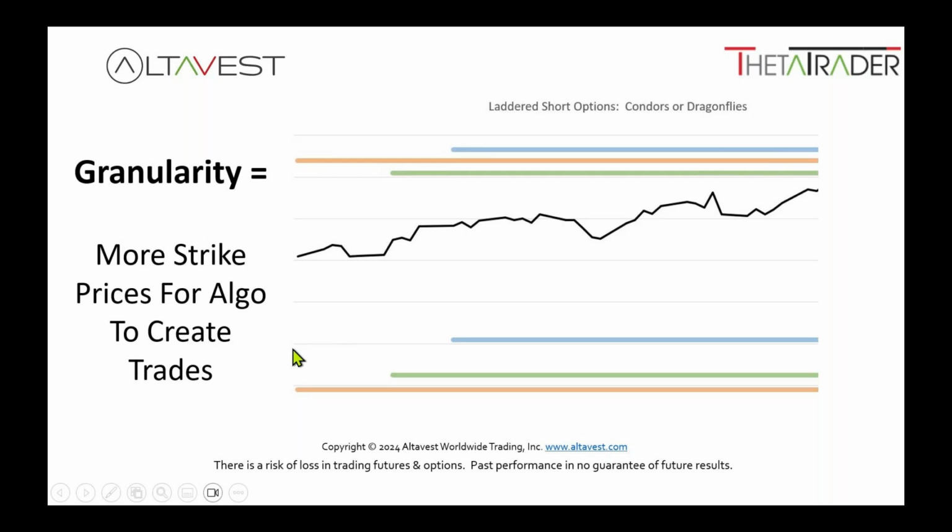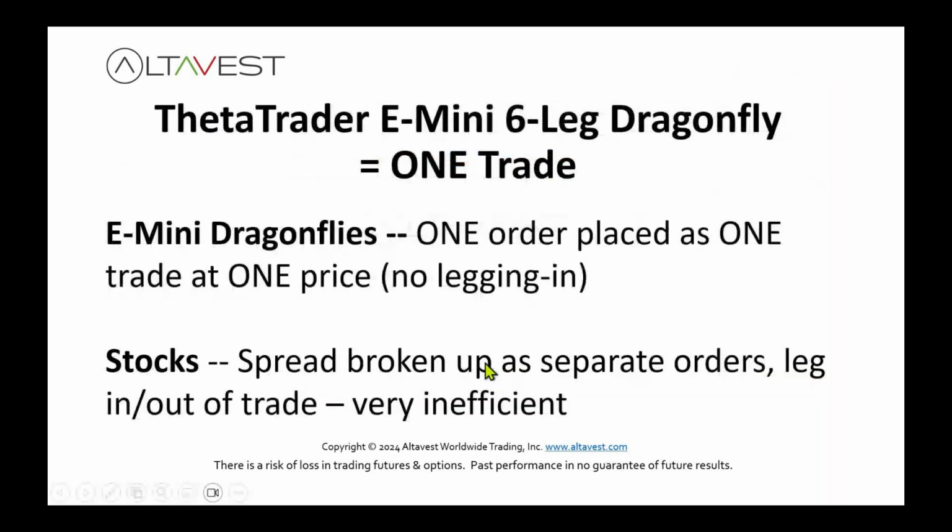If you try to do this type of thing with a typical stock, you just can't do it, especially with a dragonfly. So here's a big advantage with us and the dragonfly. So that six-legged dragonfly, and you saw how we placed it as one order. So all six legs are packaged and they call it an object or one trade. So that's only available with the E-minis and only through the ThetaTrader platform. So one order placed as one trade at one price.